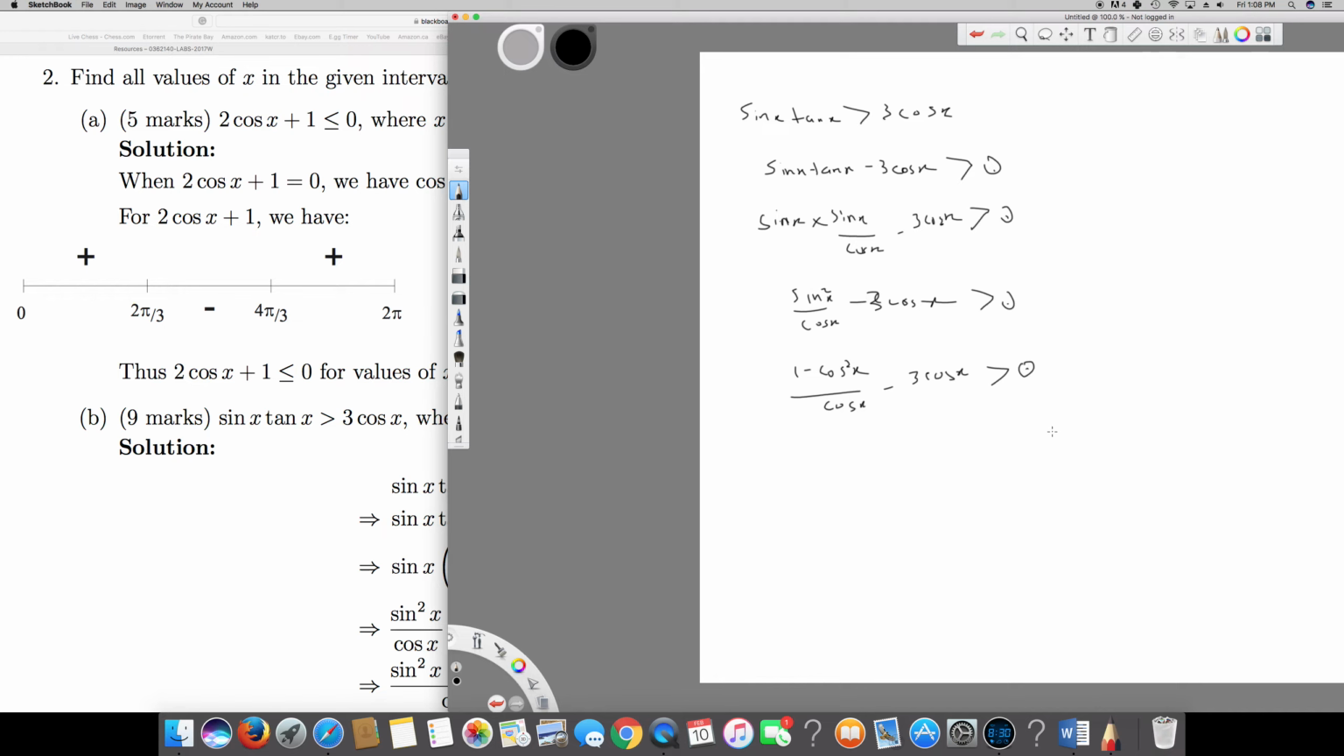Now what I can do is find the common denominator. So this is 1 minus cos square x over cos x, and this is 3 cos x. If I want to take cos x as a common denominator, I have to multiply the 3 cos x by cos x and divide it by cos x. That's the only way I can do it, right? So let's do it.